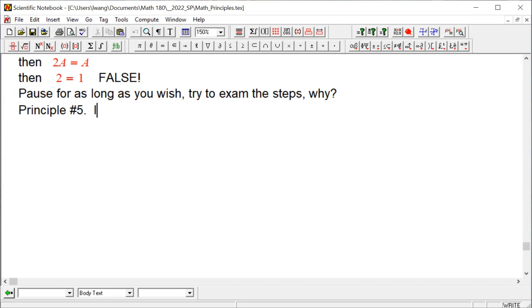Now, if statement again: if the product of 2 numbers is 0, if and only if one of them is 0.